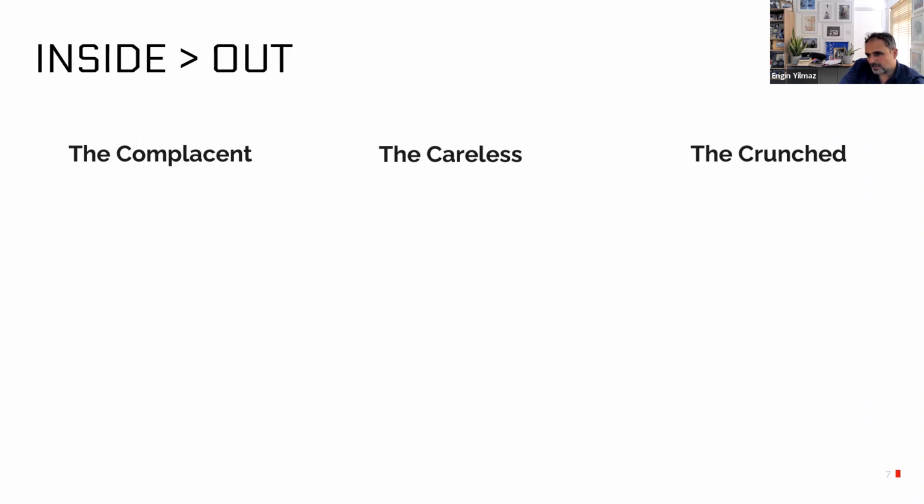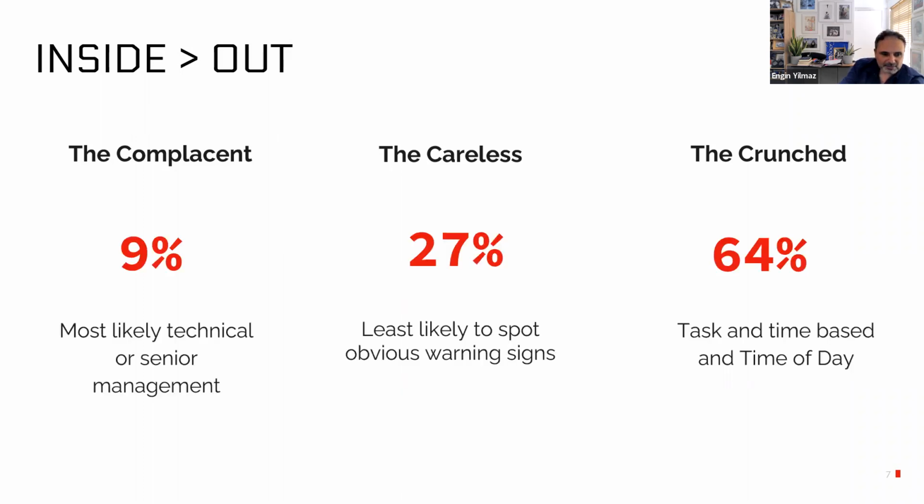And so we went and asked a few more customers to get their sense of this and what their observations were. By polling them, we saw that among people who are likely to be phished, 9% fell into the complacent group: it's never going to happen to me, I am far too smart.